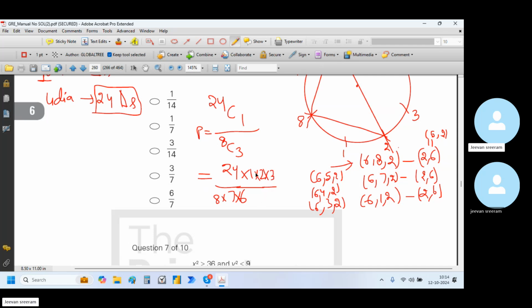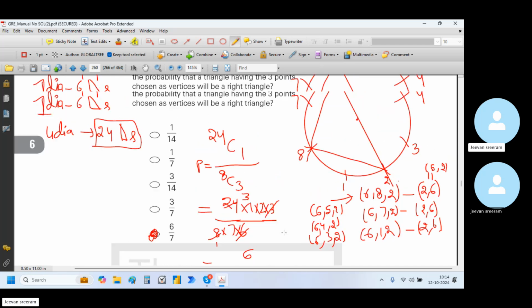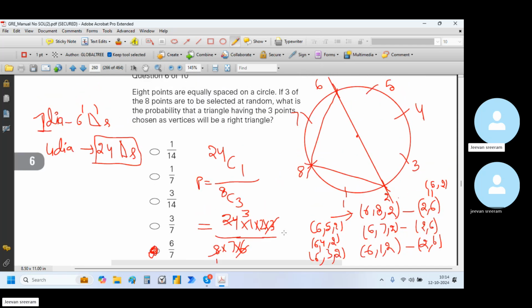1 into 2 into 3 belongs to the denominator. 8 ones are 8, 3 twos are 6, gone. So ultimately you can see 6 by 7. Yes, 3 into 2 is 6, divided by 7. 6 by 7 is the correct answer.